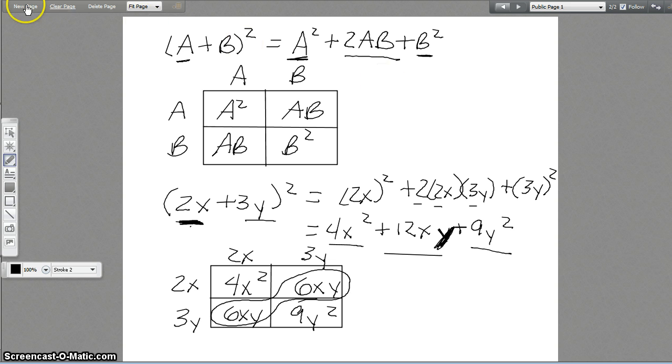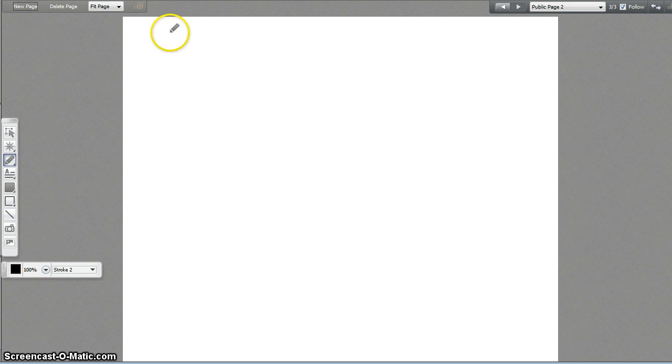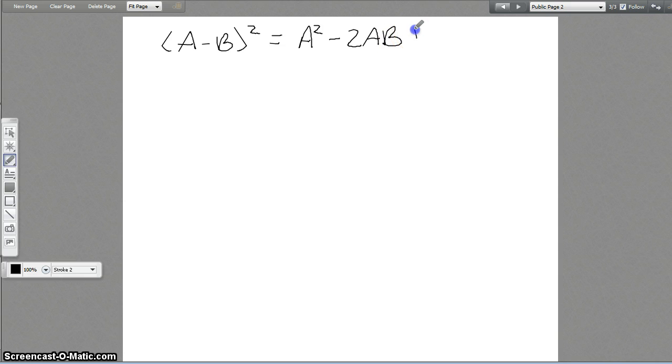So moving on to the next one, that is a minus b quantity squared. So this is the difference of two terms, and then we're squaring it. Okay, so the way that this one works out is that we square the first term, a squared. We subtract the product of the two terms, and then we add the square of our last term. And we can see that this works out when we do a grid.